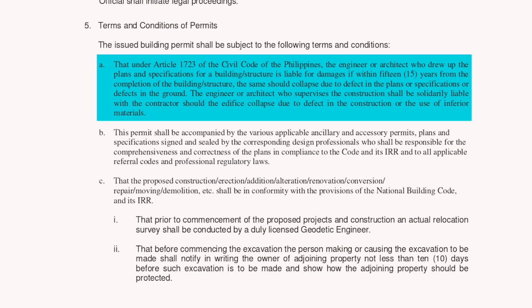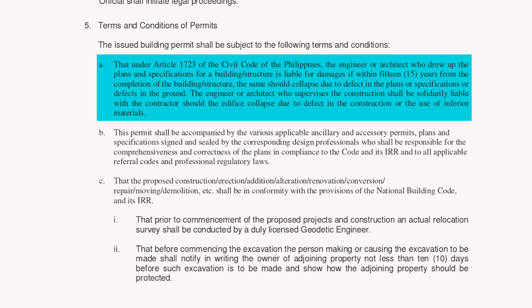Ibang usapan kapag may collapse yung building not due to the design but due to the way that it was constructed. In other words, tama naman yung design pero mali yung pagkakagawa. I don't know, baka mali yung halo ng semento or mali yung ginamit na bakal, tinipid yung bakal or whatever. So nag-collapse yung building during the first 15 years. Kapag gano'n na yung usapan, obviously yung contractor na yung responsible. Kasi trabaho ng contractor yung construction. Hindi naman designer ang primarily responsible for the construction.